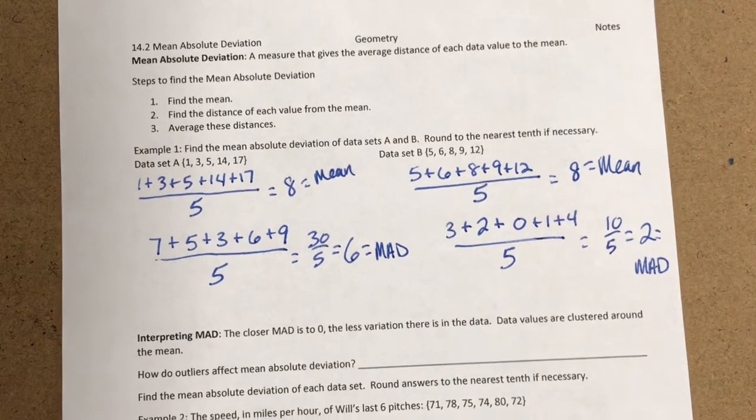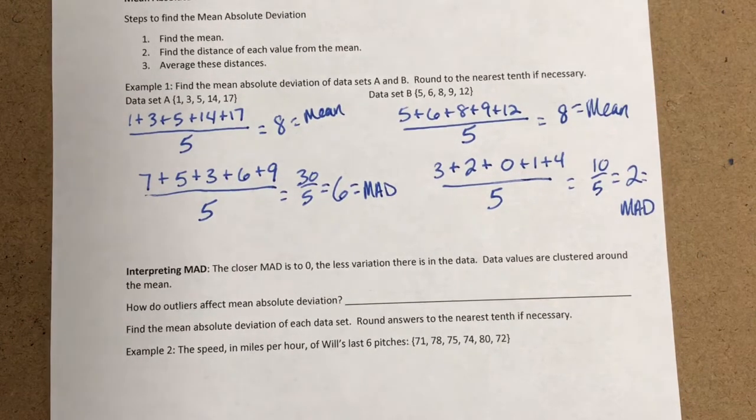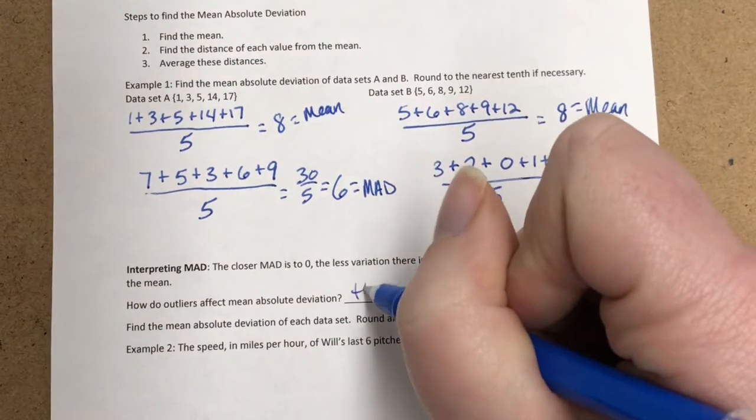So the closer the mean absolute deviation is to 0, the less variation there is in the data, and data values are clustered around the mean. So how do outliers affect the mean absolute deviation? Basically, they raise it.